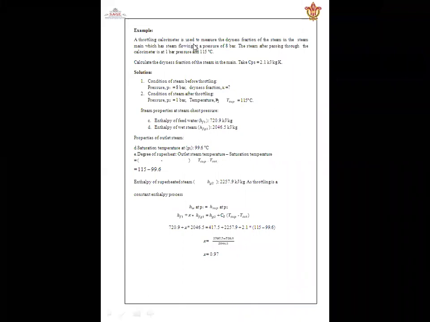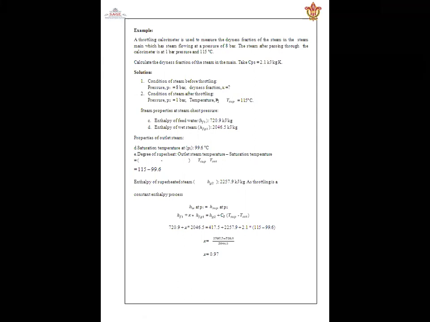A throttling calorimeter is used to measure the dryness fraction of the steam in the steam main, which has steam flowing at a pressure of 8 bar. The steam after passing through the calorimeter is at 1 bar pressure and 115 degree centigrade. Calculate the dryness fraction of the steam in the main. Take the specific heat of the superheated steam as 2.1 kilojoule per kg per degree Kelvin.